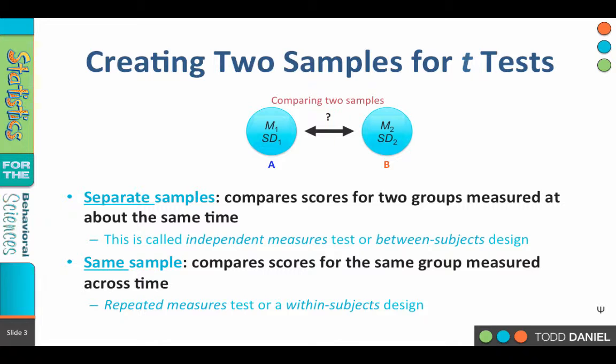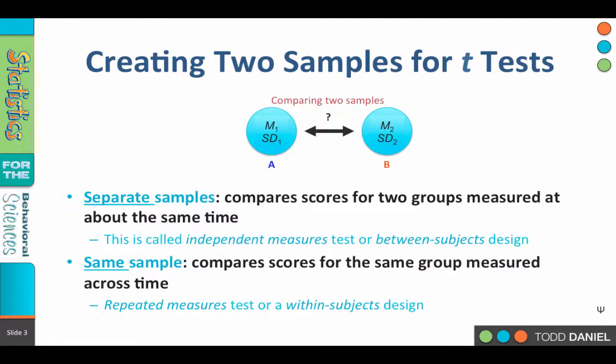Then we give them the education and we give them the same post-test to see whether their scores increased or changed over time. What occurred in that time was the education. And if our program worked, then we should see higher scores on the post-test than on the pre-test. So this pre-post design uses the same people being measured more than once, and that is called a repeated measures test or a within subjects design.